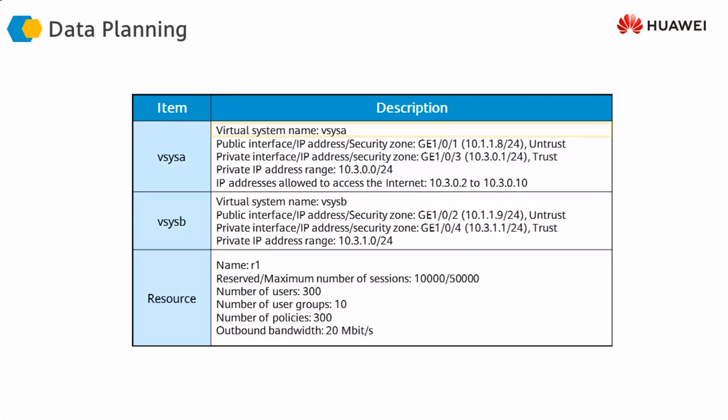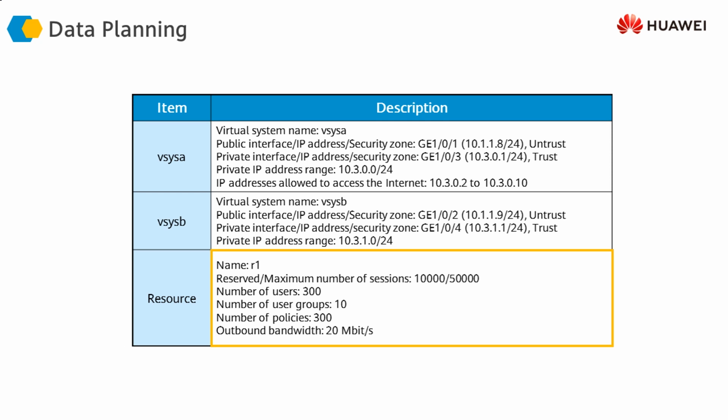The requirements for creating these virtual systems are given here. One system will be called VSys A, the other one will be called VSys B, and these are the interfaces and the IP addresses that they are going to use, and the zones that they are going to be part of, untrust zone or trust zone. This was the public, and this is the private IP address range they are going to use, and these are the ranges of addresses that are allowed to access the internet, and these are the resources that are going to be allocated to these two virtual systems.